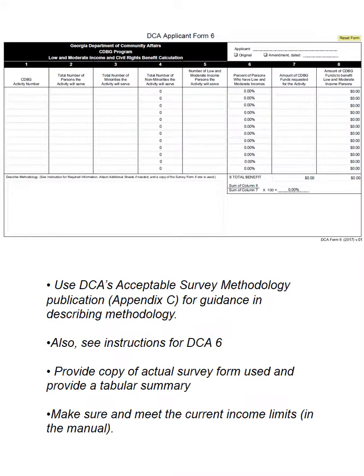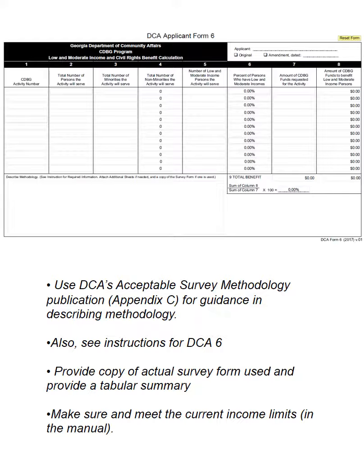DCA 6 gives us some additional information on your beneficiaries. In column 1, please enter the CDBG activity number. The next form, Form 7, has those numbers. In column 2, the total number of persons that the activity will serve. Number 3, the number of those persons that are minorities. Number 4 will be auto-calculated, doing the math there for the non-minorities.